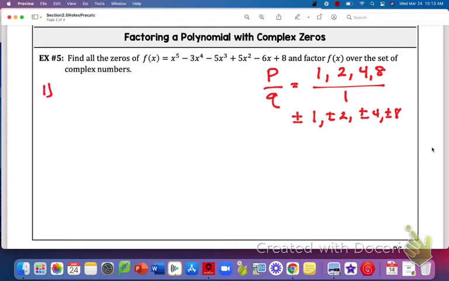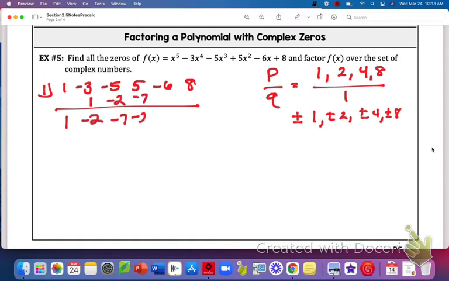I'm going to cheat, and I'm going to pick one that I know works. So I'm going to go with 1. So we have 1, negative 3, negative 5, 5, making sure, do I have any holes? 5, 4, 3, 2, 1, 0. No. 5, negative 6, and positive 8. All right, synthetic division, bring down the 1. 1 times 1 is 1. Adding is negative 2, negative 7, negative 2, negative 8, 0. Check. All right, so now we went from a 5th degree to a fourth degree.